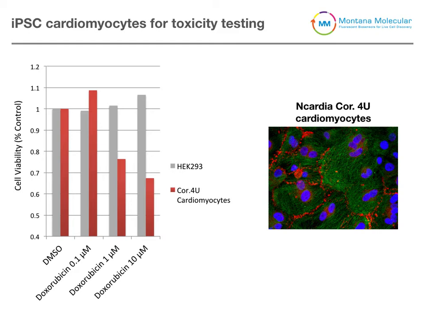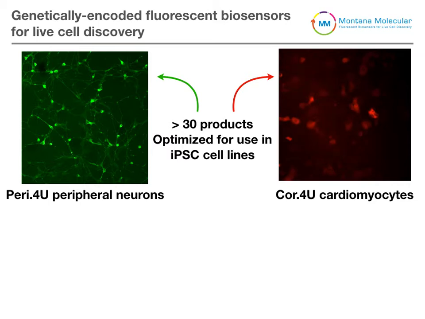Now, we have these great iPSC-derived cell types, but we also need assays that are capable of being utilized in all these different specific iPSC-derived lines. And that's where Montana Molecular comes in. We've been working to develop our assays specifically for use in iPSC-derived cell types. So for instance, we can use our assays in iPSC-derived peripheral neurons, as you see on the left, or in iPSC-derived cardiomyocytes, as you see on the right.